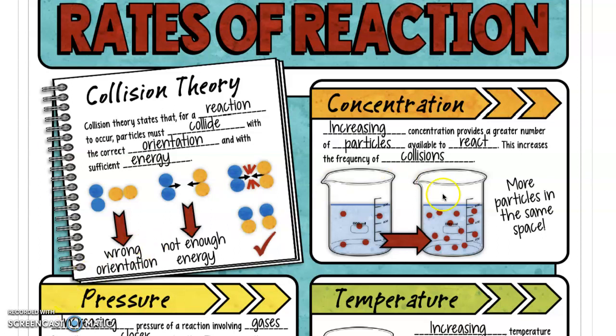One of the ways, as I mentioned before, is concentration. If you increase the concentration of particles available to react, you increase the frequency of possible collisions. By having more of a certain particle in a reaction, you're increasing the chance of them colliding. On the other hand, you could decrease the concentration to make the reaction happen slower.